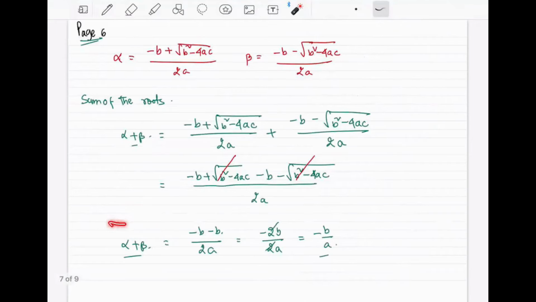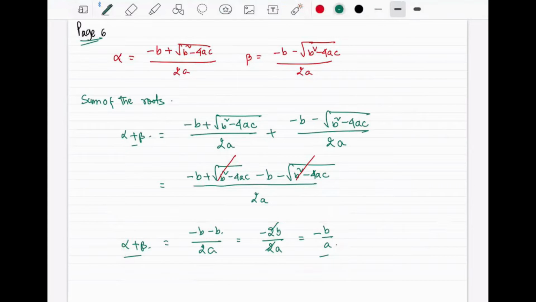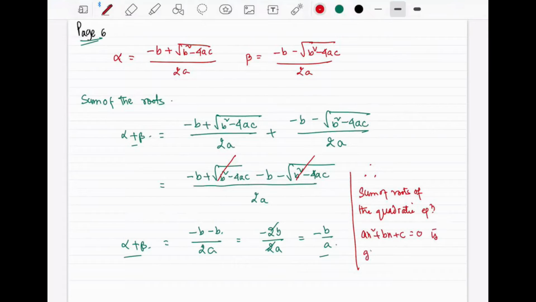So the sum of the roots, alpha plus beta, is how much? Minus b by a. So put a little note. Therefore, the sum of roots of the quadratic equation ax square plus bx plus c is equal to 0 is given by what? Minus b by a. So minus b by a is the formula for the sum of the roots.